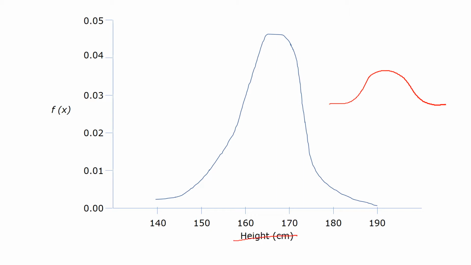This is the height, this is the variable, and f of x here is what we call the probability density function, which gives the height of the curve at point x.